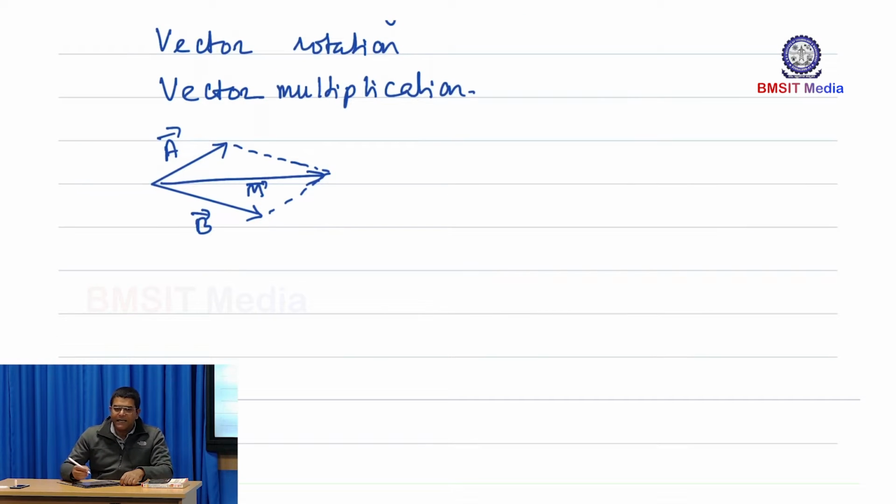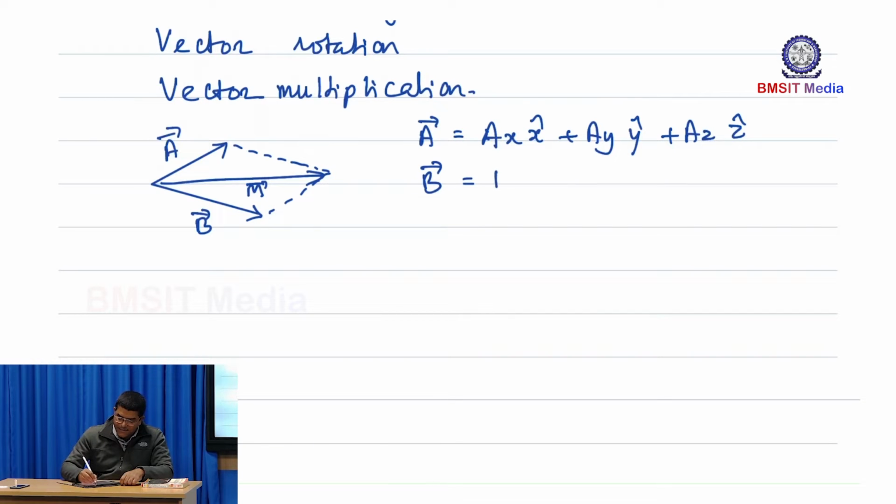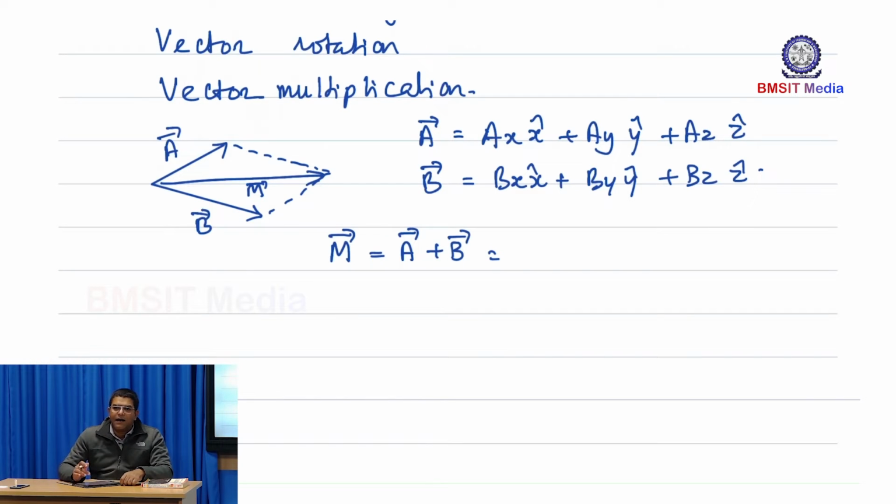So when we write it in terms of Ax, Ay, Az components, vector A is equal to Ax x cap plus Ay y cap plus Az z cap, and vector B is Bx x cap plus By y cap plus Bz z cap, and the vector M, the resultant vector, is the addition of vector A and vector B. What we will do is take the x components and add, y components and add, then z components and add.